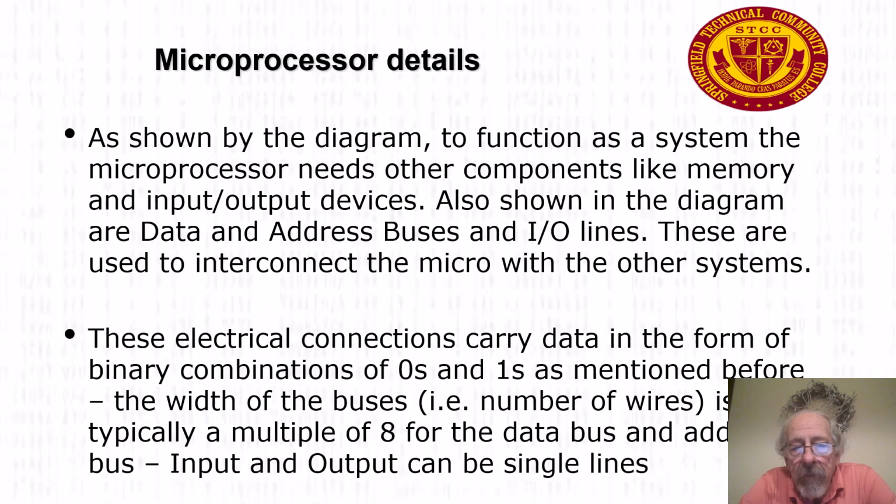So as shown by the diagram, to function as a system, the microprocessor needs other components like memory and input-output devices. And again, they're also shown in the data and address buses and I/O lines. These are used to connect the micro with other systems. These electrical connections carry data in the form of binary combinations of zeros and ones, as mentioned before. The width of the buses, i.e. the number of wires, is typically a multiple of 8 for the data bus and address bus. Input and output can be single lines, as we've already mentioned.